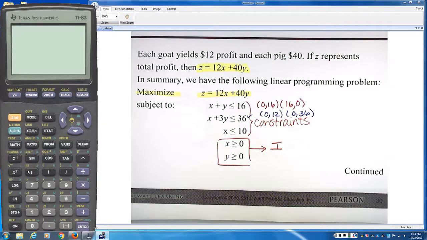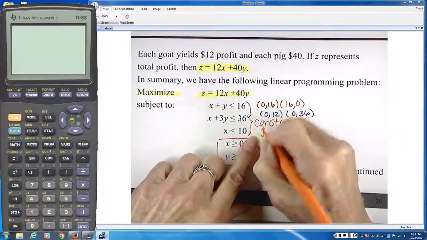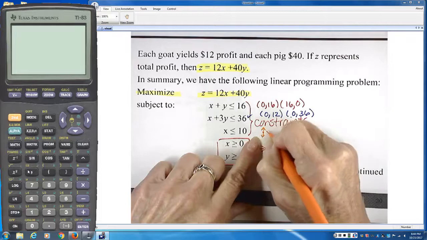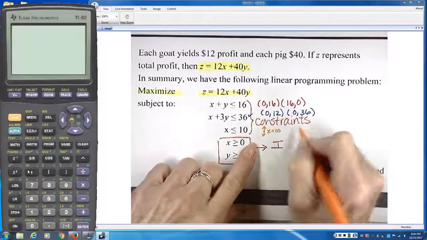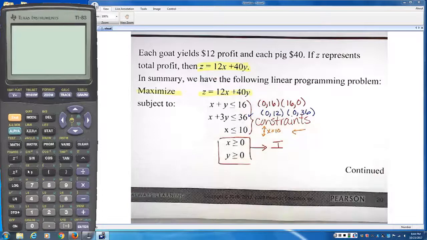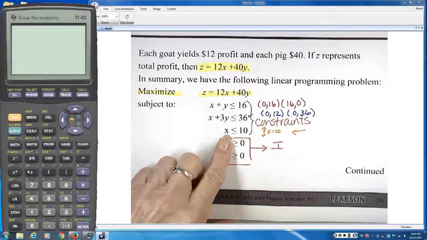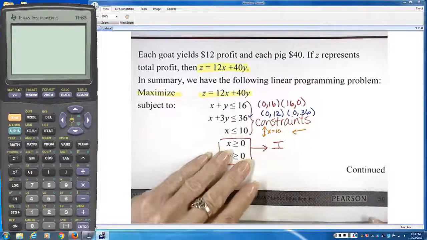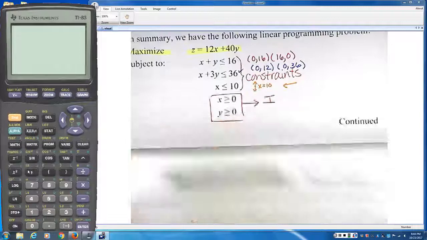And I know that that is going to be a vertical line through the point x equals 10. And then I'm going to graph to the left of that line because I've got to go less than. Because that's x is equal to or less than 10. So here's what our graph is going to look like with those constraints.